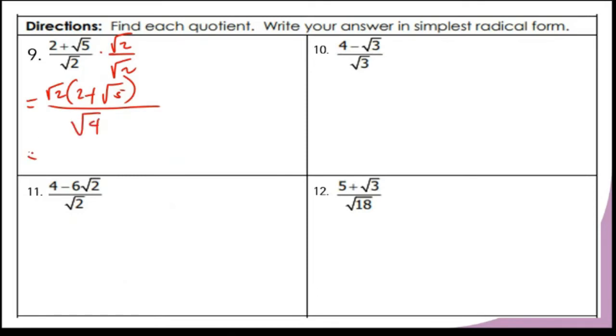So again, 2 times square root of 2, you will have 2 square root of 2. Square root of 2 times square root of 5, so plus square root of 10, all over square root of 4, which is 2. So the answer now will be 2 square root of 2 plus square root of 10 over 2.